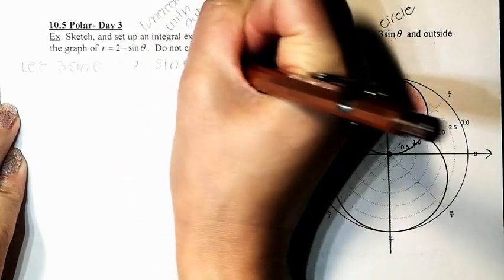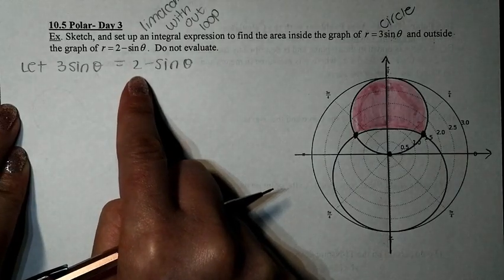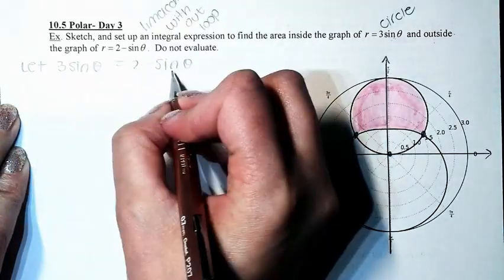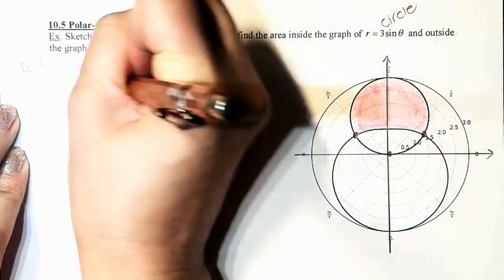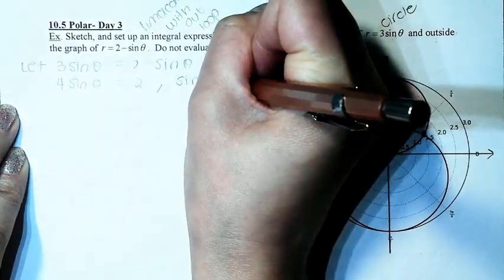Where are we getting them? From the hypothesis of my problem. After that, what are you going to do? You see that this one and this one are like terms, so you pass this one adding to the other side. I'm going to work it here: 4 sine theta is equal to 2. You divide both sides by 4, and you have sine theta equals 1/2.